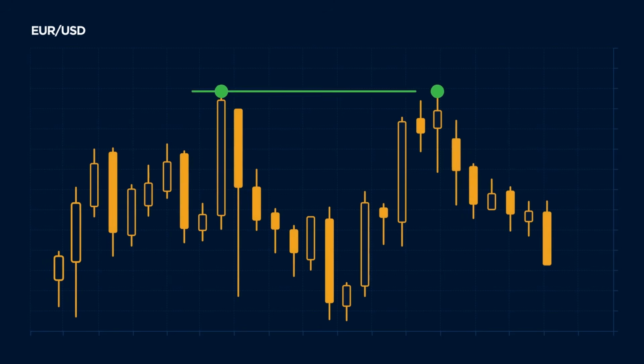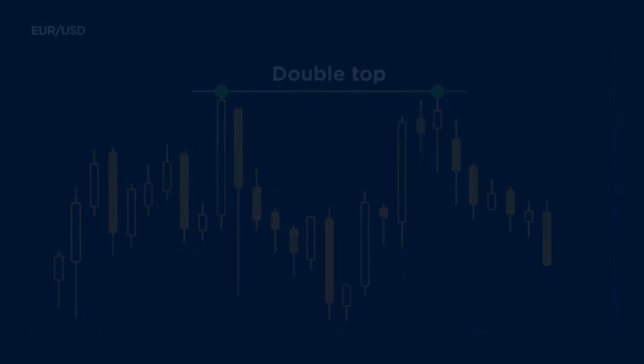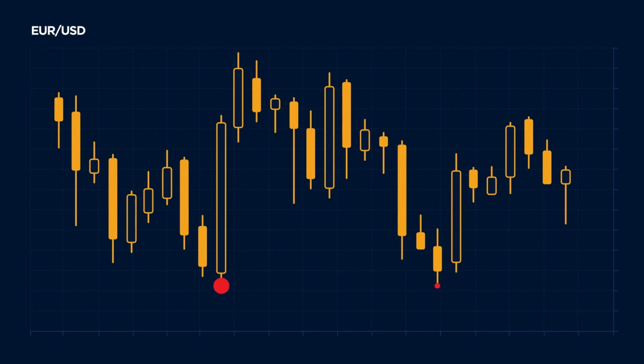A double top appears where the price reaches a certain maximum but cannot cross it and turns downwards. A double bottom appears when the price reaches a certain minimum but cannot cross it and turns upwards.